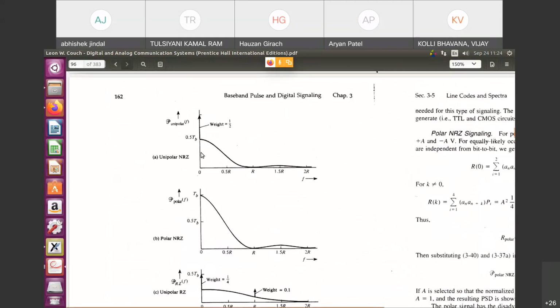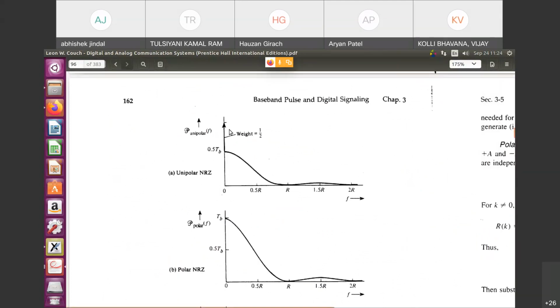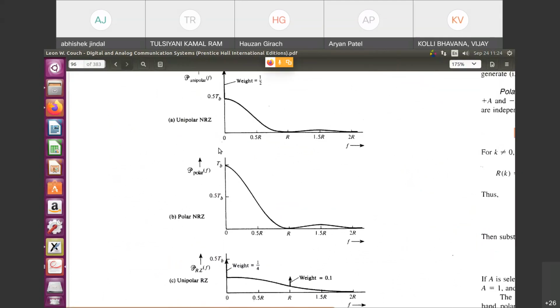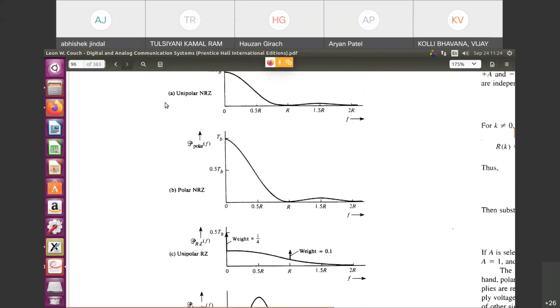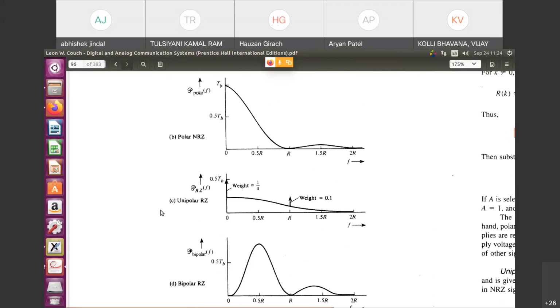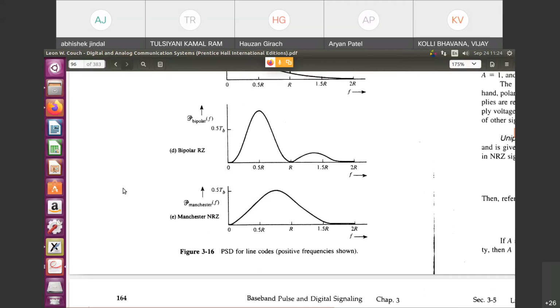You can see, I said that in unipolar there is an impulse, and we found this impulse in our expression as well. In polar there was no impulse; it was only a simple sinc squared function. Here the author has only plotted it for positive frequencies. Definitely the spectrum will be there in the negative frequencies as well. Now you can see unipolar RZ. We have found that there are impulse functions at 1 by TB, and then these impulses will continue. Finally, the two which are remaining are bipolar RZ and Manchester.